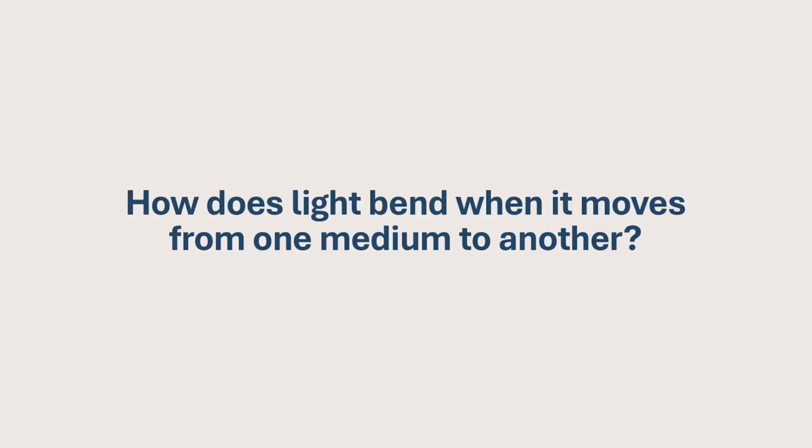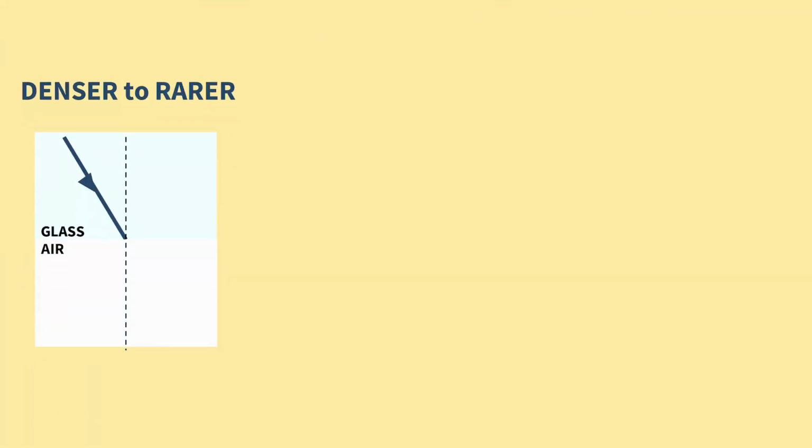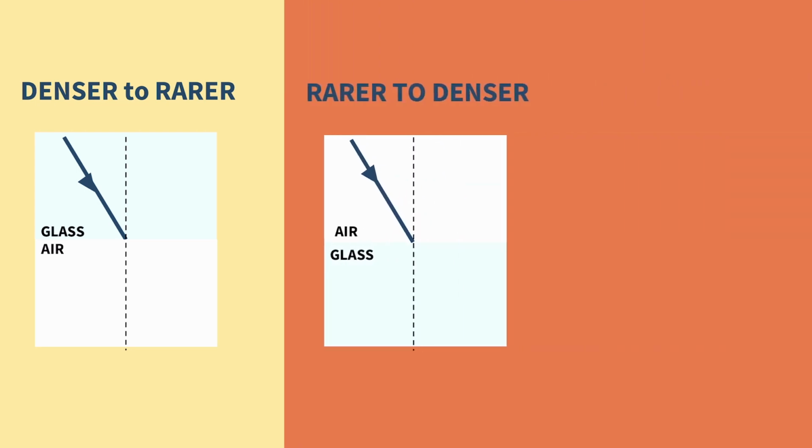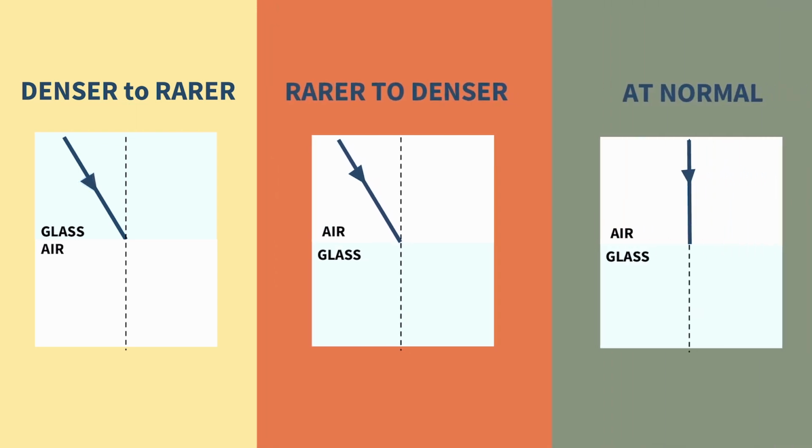So how does light bend when it moves from one medium to another? We have three situations in this case. The first case is denser to rarer. An example of that will be from glass to air. The second case will be rarer to denser. An example of that will be air to glass. And the third case is when the light is incident normally.